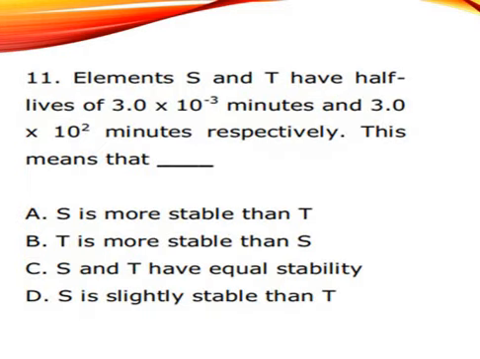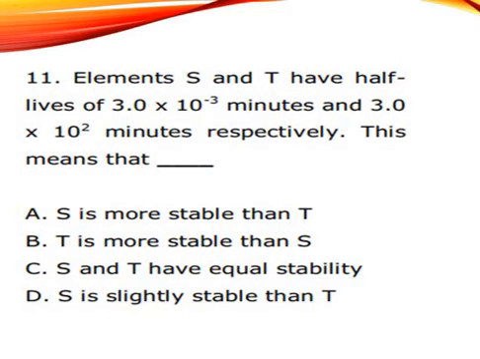Now we move on to question 11, which says elements S and T have half-lives of 3 × 10⁻³ minutes, that's 0.003, right? And 3 × 10² minutes, that's 300 minutes respectively. So they asked us that this means that A, S is more stable than T, B, T is more stable than S, C, S and T have equal stability, and D, S is slightly stable than T.